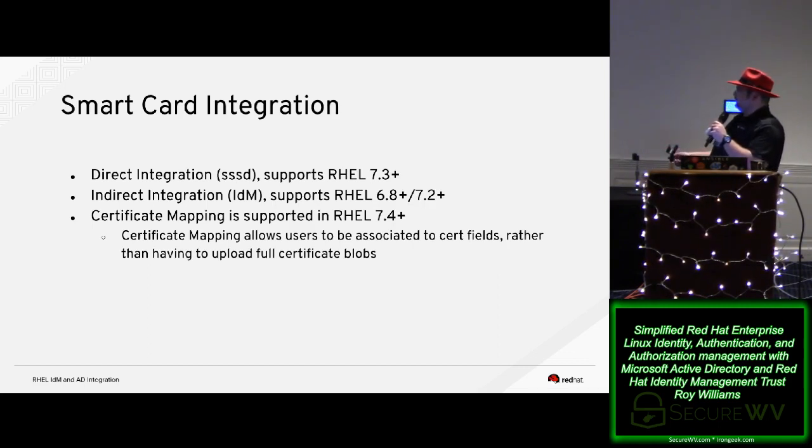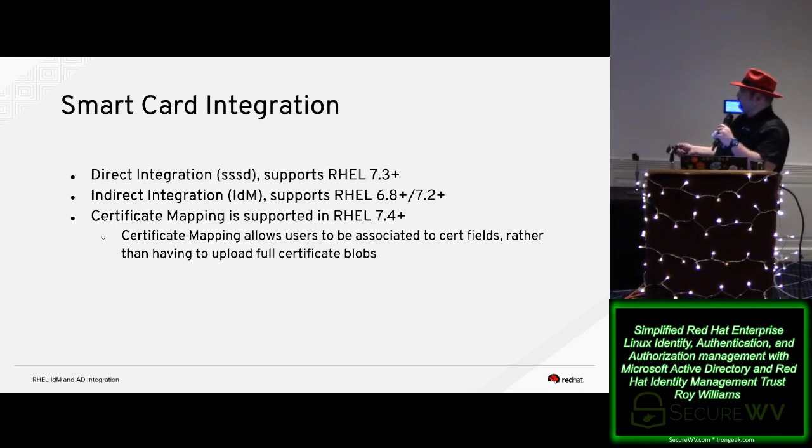yeah, so indirect integration, which is where we're using IDM or FreeIPA in the middle and setting up the trust, our clients can be RHEL 6.8 or newer, or 7.2 and newer. And this is just because with IDM being in the middle, it kind of changes the way we do things a little bit. We're able to do things a little bit different way, so we can support some older clients.